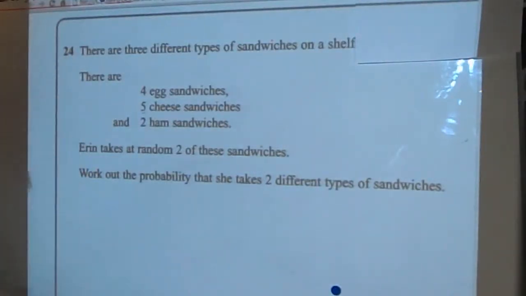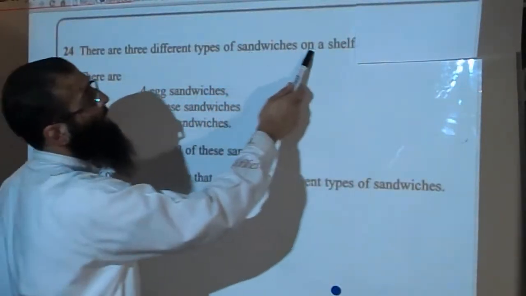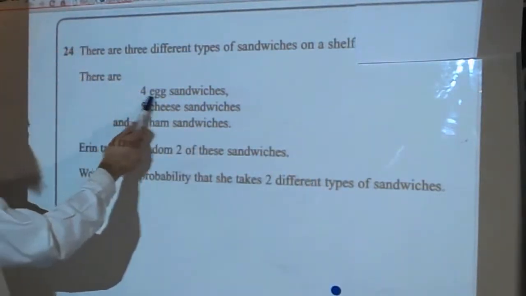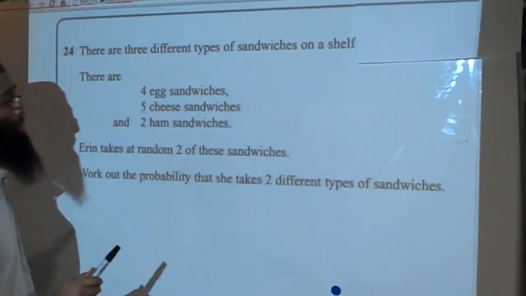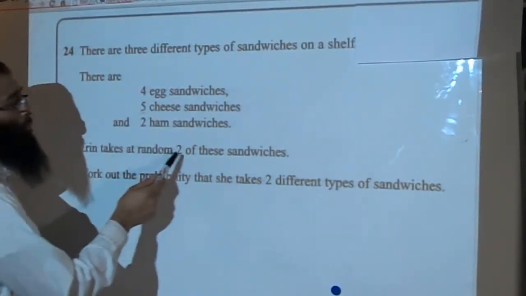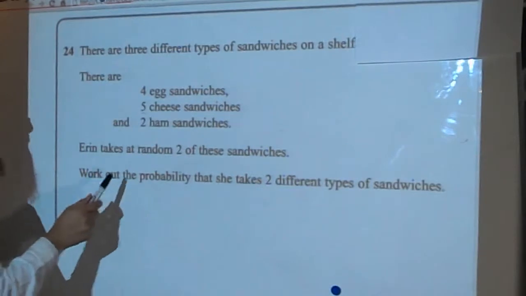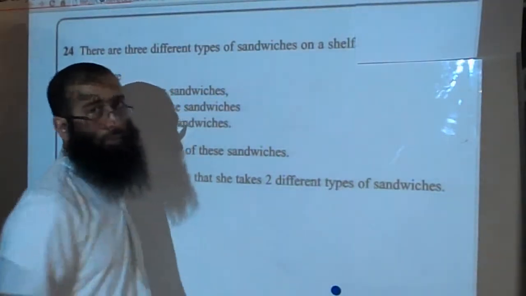Question 24. There are 3 different types of sandwiches on a shelf. They are 4 egg sandwiches, 5 cheese sandwiches and 2 ham sandwiches. Erin takes at random 2 of these sandwiches. Work out the probability that she takes 2 different types of sandwiches.